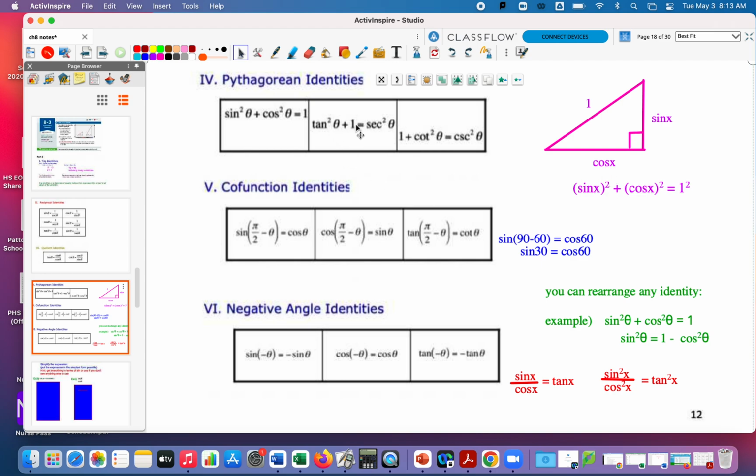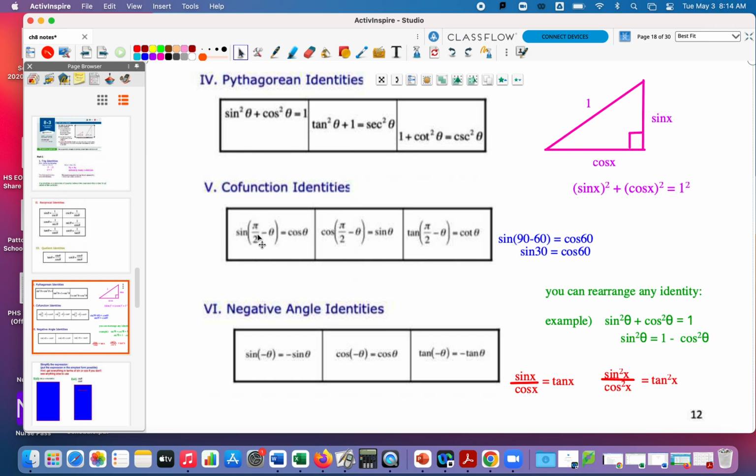Okay. We can also see there's a few other ones that really are derived from this one. I'll show you how in class if you'd like to. But we got tangent squared of theta plus 1 equals secant squared theta, and 1 plus cotangent squared theta equals cosecant squared theta. We got some cofunction identities. They use radians. You could also use degrees like over here.